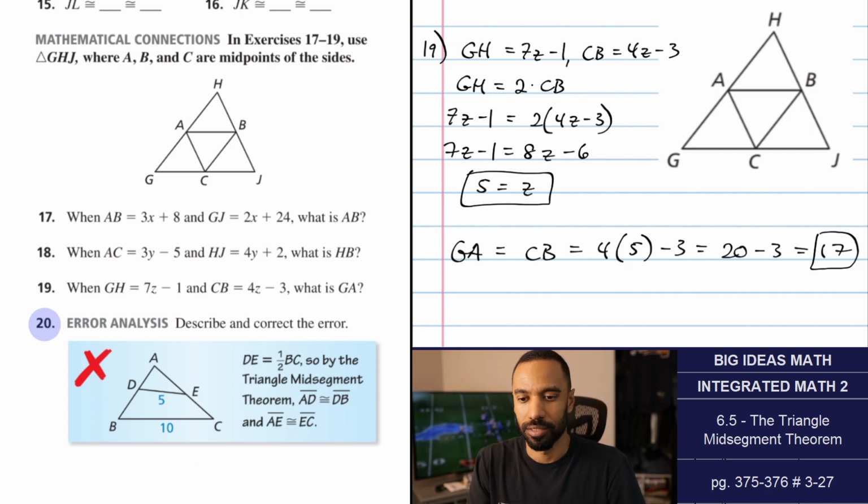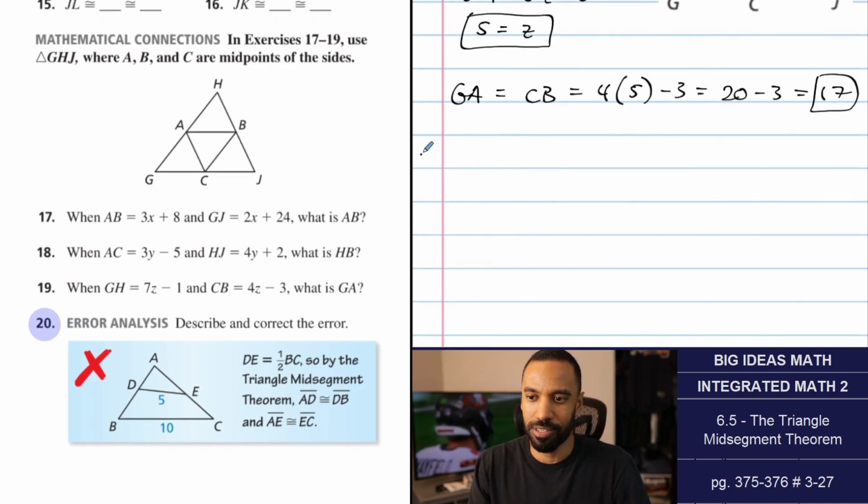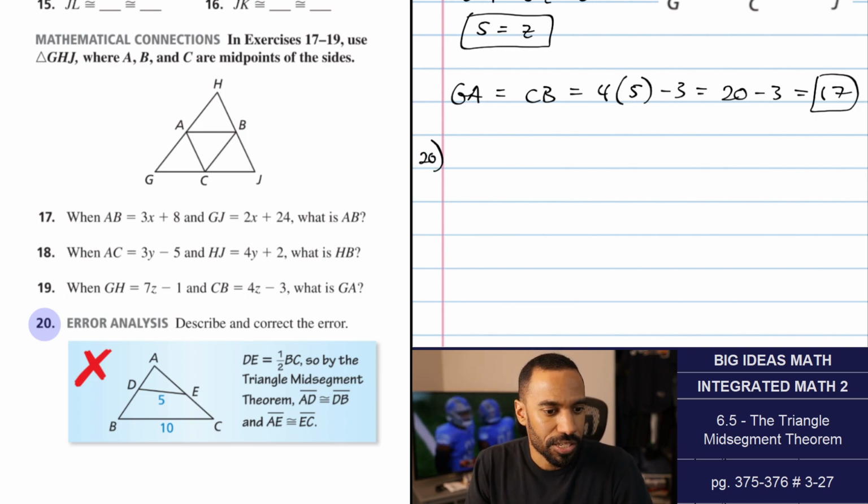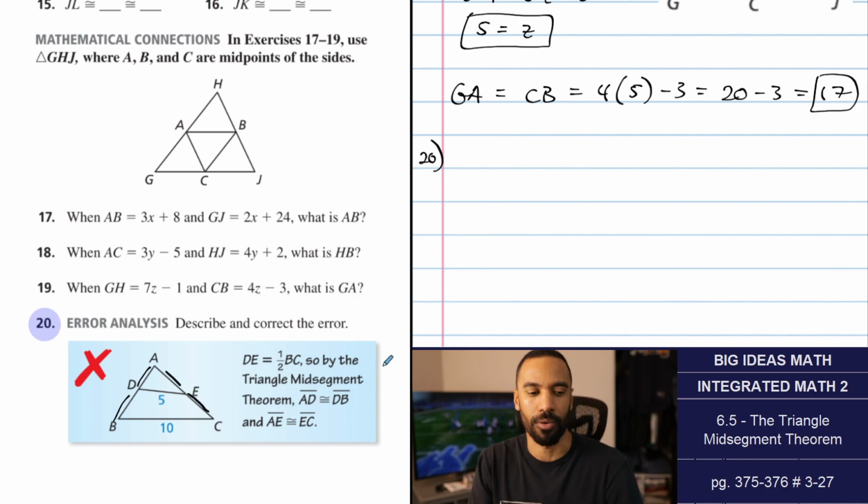Okay. All right, we are rolling, guys. Number 20. We're only a half hour in. Number 20, describe and correct the error. It doesn't look like a mid-segment, but I never go by that. Let's see what they said. DE is half of BC, so by the triangle mid-segment theorem, segment AD is congruent to segment DB, and AE is congruent to EC. Okay.